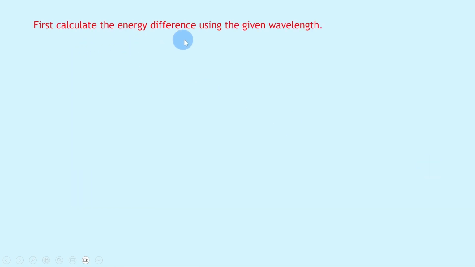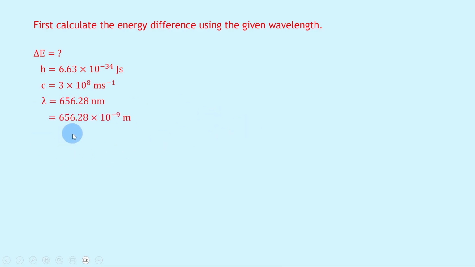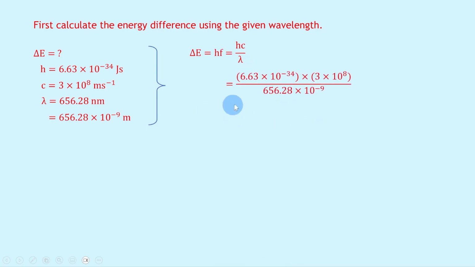Well, first we want to calculate the energy difference using the given wavelength. So we're trying to find delta E here. We know that Planck's constant h is 6.63 times 10 to the minus 34 joule seconds. The speed of light c is 3 times 10 to the 8 meters per second, and lambda is 656.28 nanometers, which we need to change into meters, which becomes 656.28 times 10 to the minus 9 meters. So writing down our equation relating delta E and lambda, we have delta E equals hf equals hc over lambda. Substituting in the numbers gives 6.63 times 10 to the minus 34 times 3 times 10 to the 8 divided by 656.28 times 10 to the minus 9, and then putting that into your calculator should give you an answer of 3.03 times 10 to the minus 19 joules.